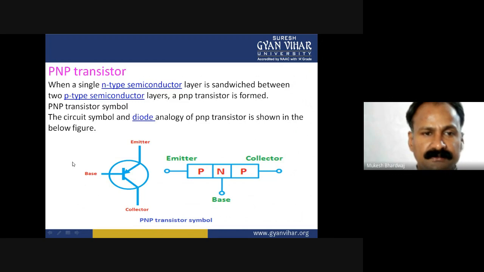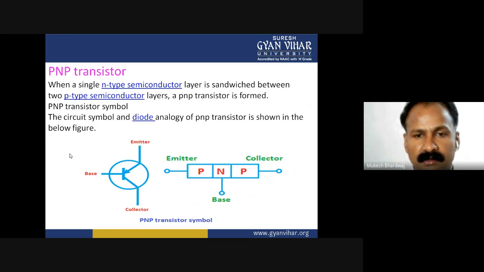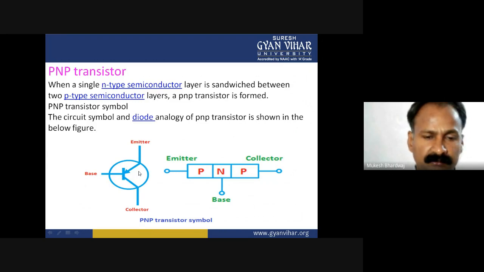PNP transistor: when a single N-type semiconductor layer is sandwiched between two P-type semiconductor layers, a PNP transistor is formed. The symbol of PNP transistor is shown in the given figures, the circuit symbol and diode analogy of PNP transistor. So the arrowhead from emitter to base is pointing inward, which differentiates the PNP from NPN.